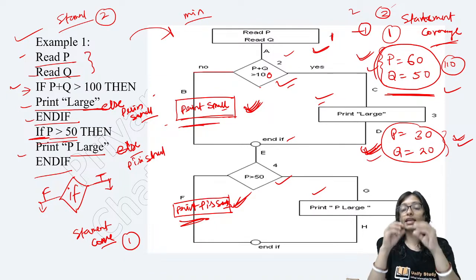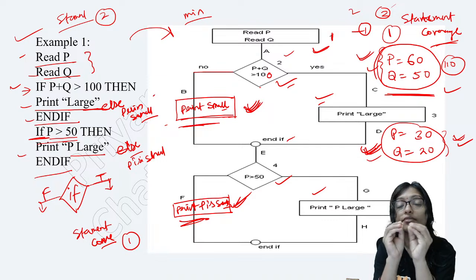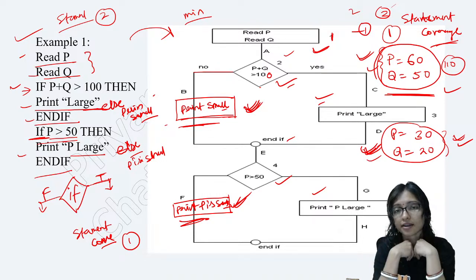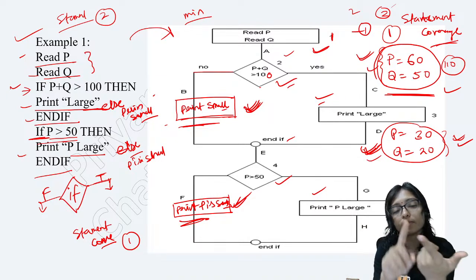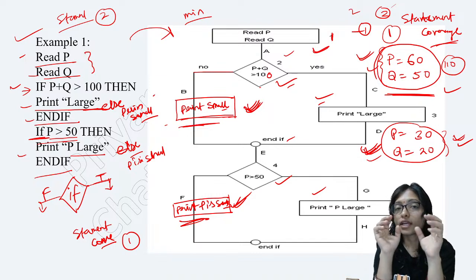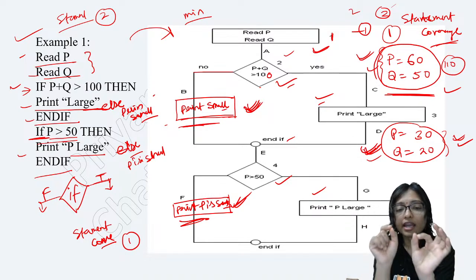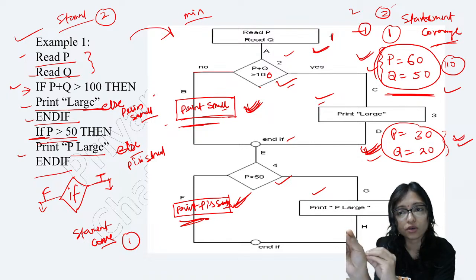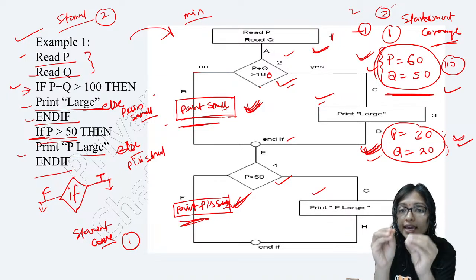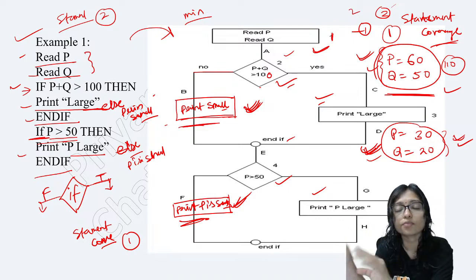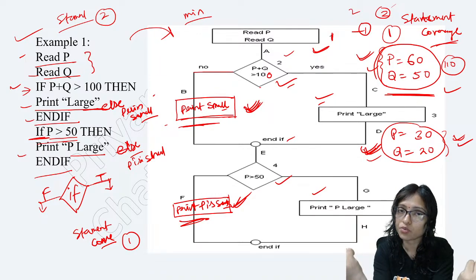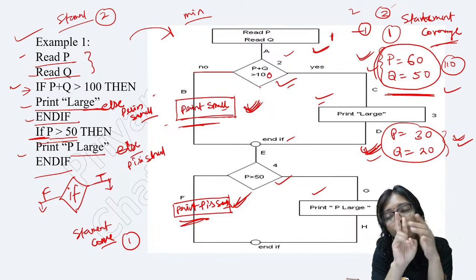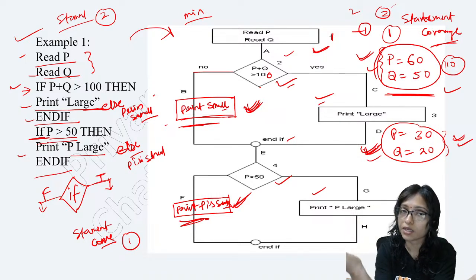Got it? How many? You have to think about the value. You think that I am a tester. You have to execute all the statements of the program. It is your target. Anyhow, you have to take some input values through which you can check and execute all the statements of the program. If you are able to execute all the statements of the program with one test case, then statement coverage is 1. If you are able to do it with 2 test cases, then your statement coverage will be 2.